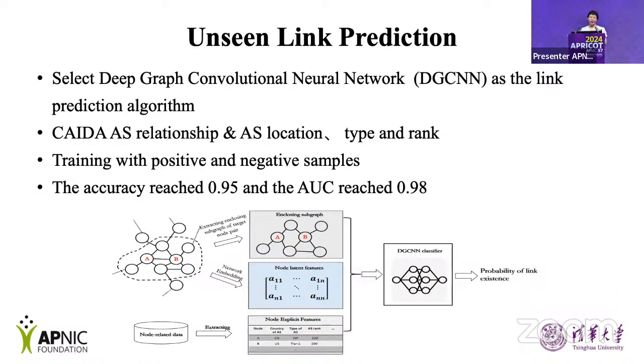Here is the architecture of the link prediction classifier. Here, we want to predict whether a real link exists between A and B. First, we get the subgraph of the topology, and then we embed the subgraph into a matrix and get the node latent features.